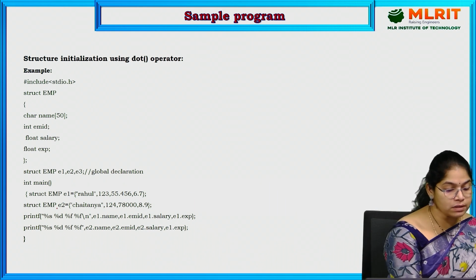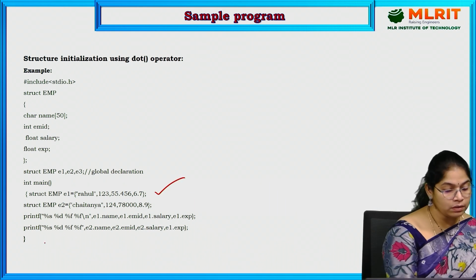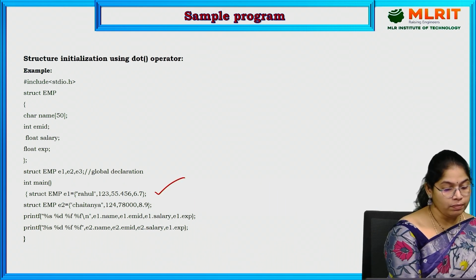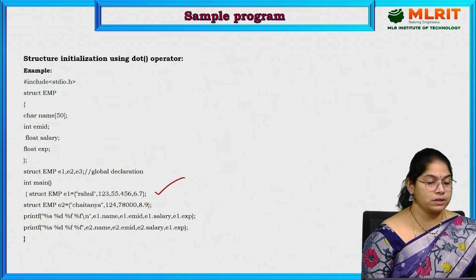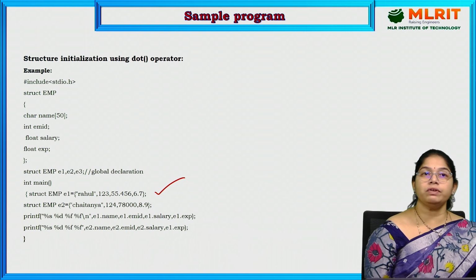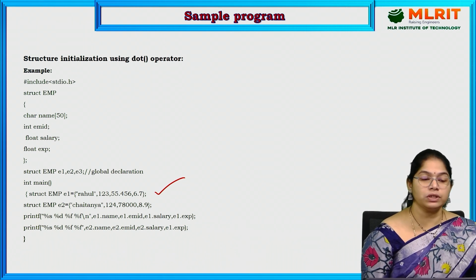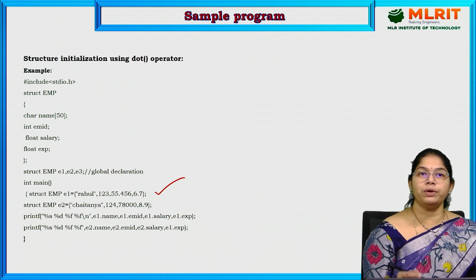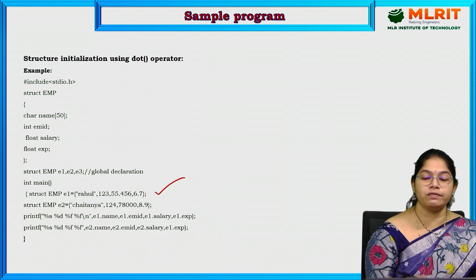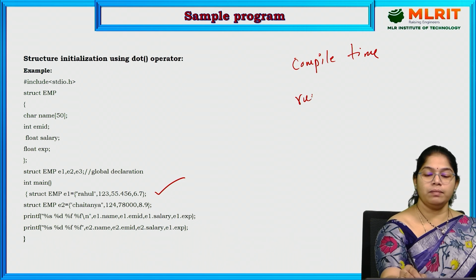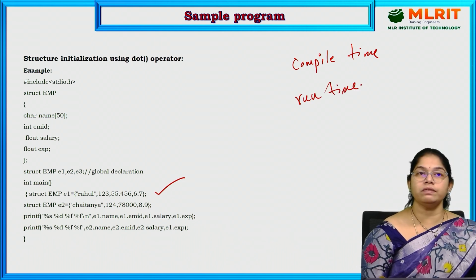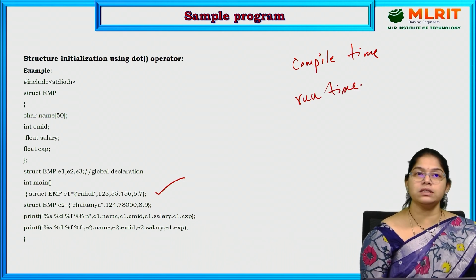So here this is the compile time initialization. Here we discussed the runtime initialization. So in this session we have discussed what a structure is, how to declare a structure, and how to access members of the structure, and we have seen compile time initialization and runtime initialization. In the next session we will see array of structures.